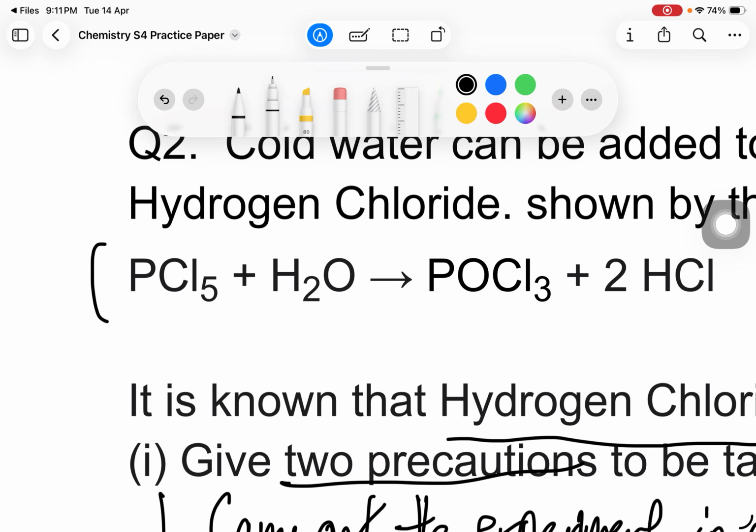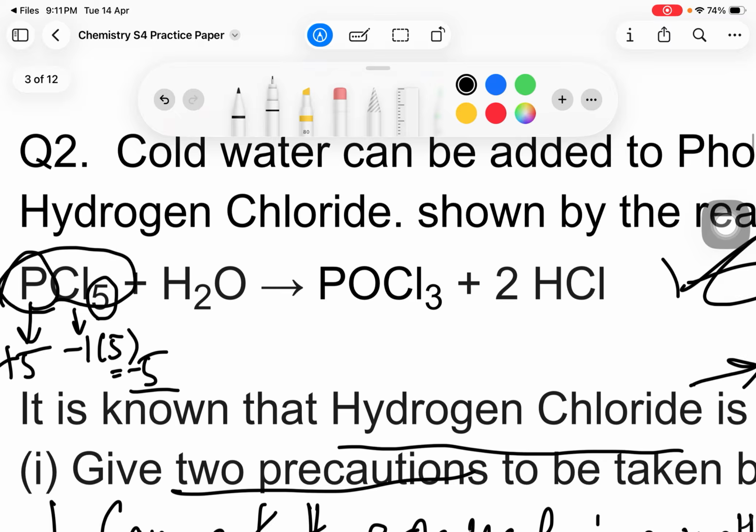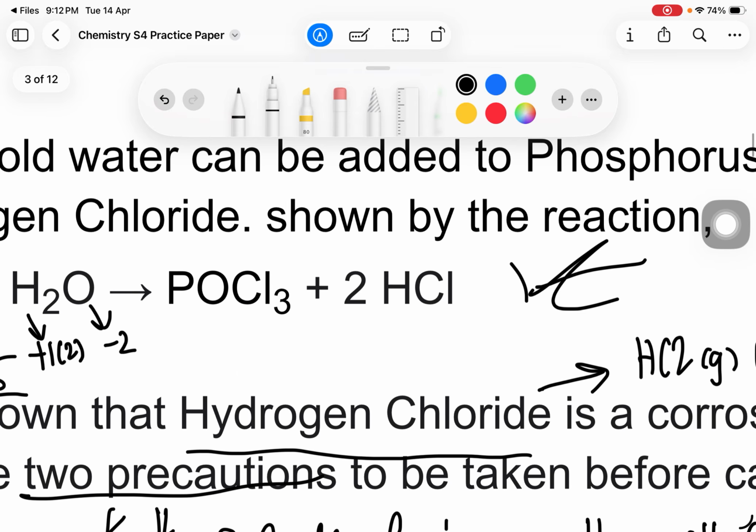We commonly know that Cl is -1 oxidation state, and since there's 5, it will be -1 times 5, which is -5. And we know that this is a neutral molecule. So the P must balance out the -5, and it can do so if it's +5. For water, it's very straightforward because it's very common. It will be +1 times 2, and oxygen will naturally be -2 to balance out the charge.